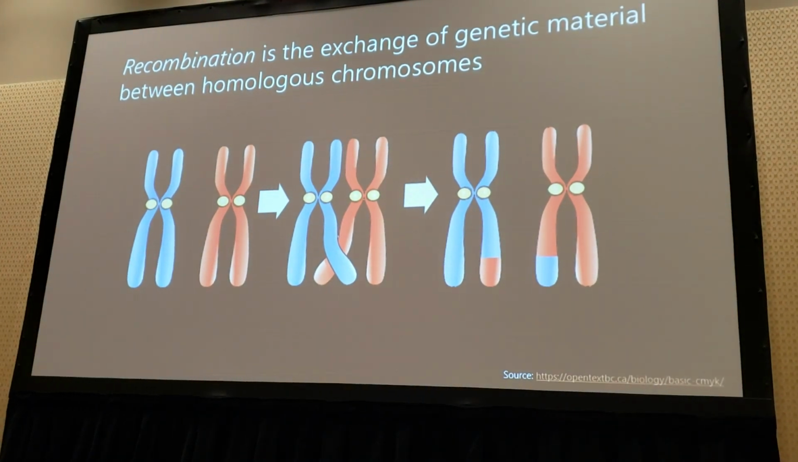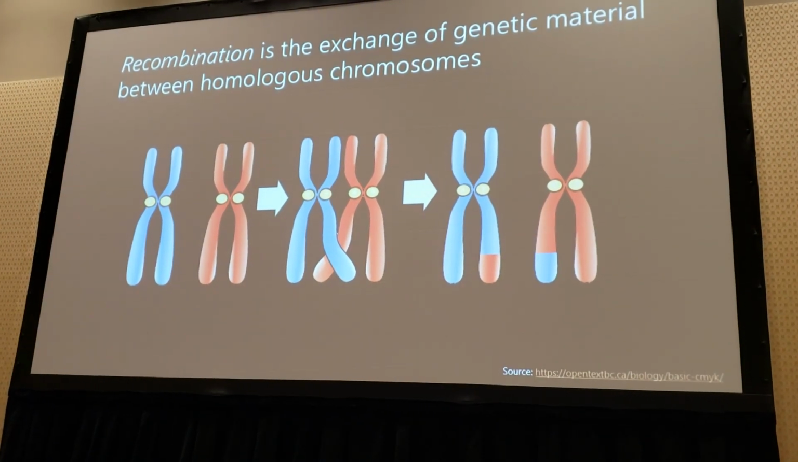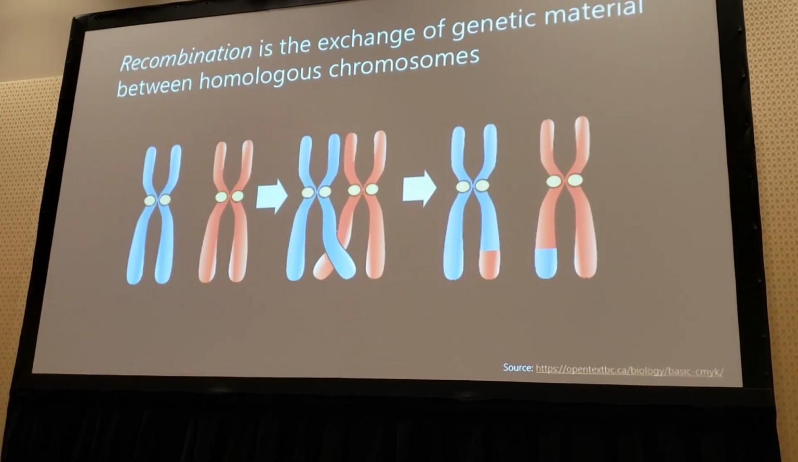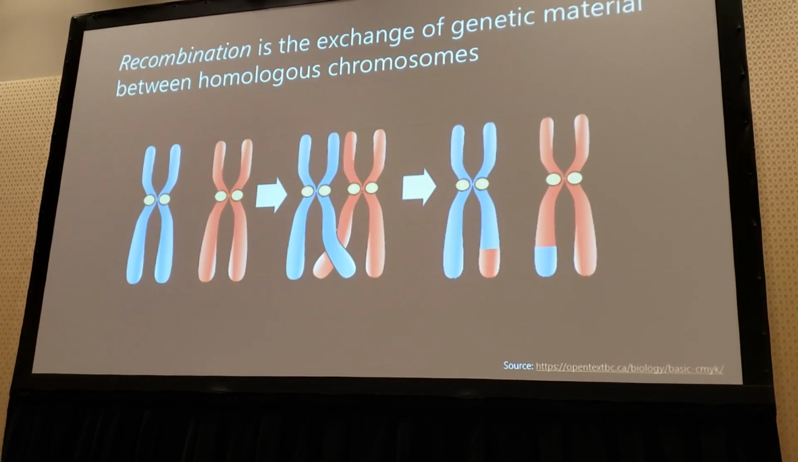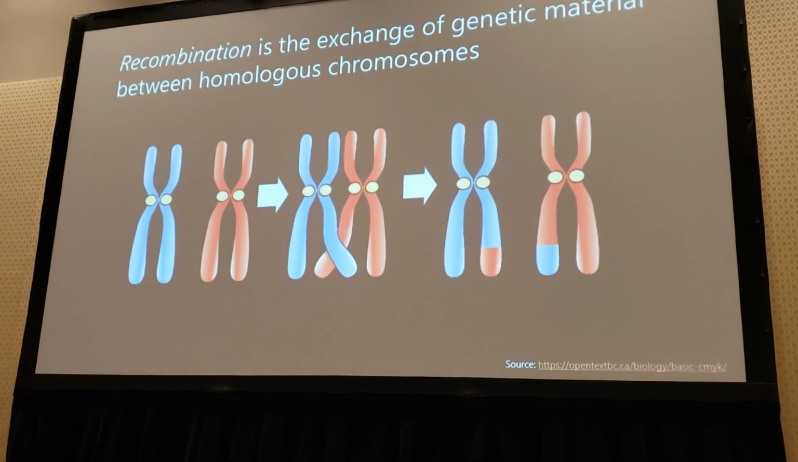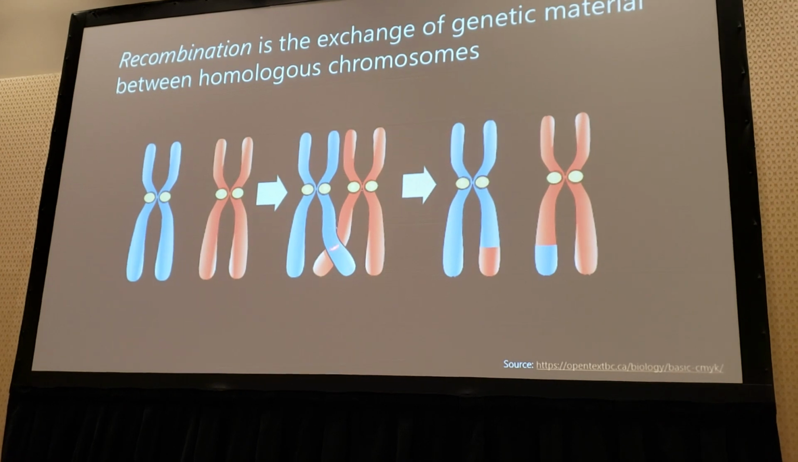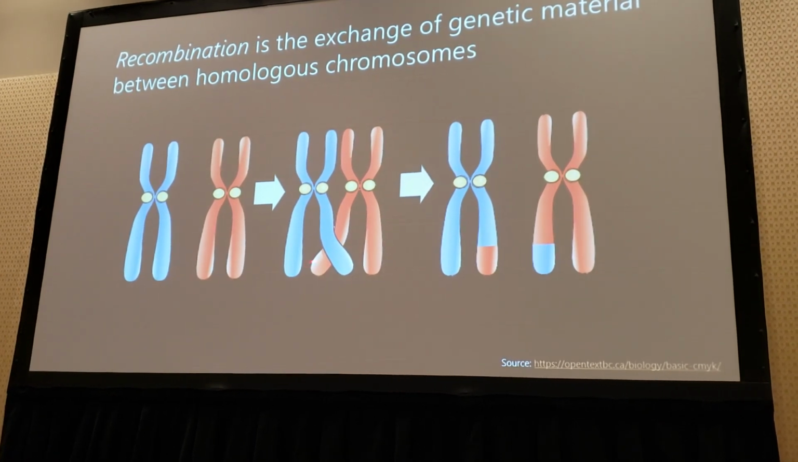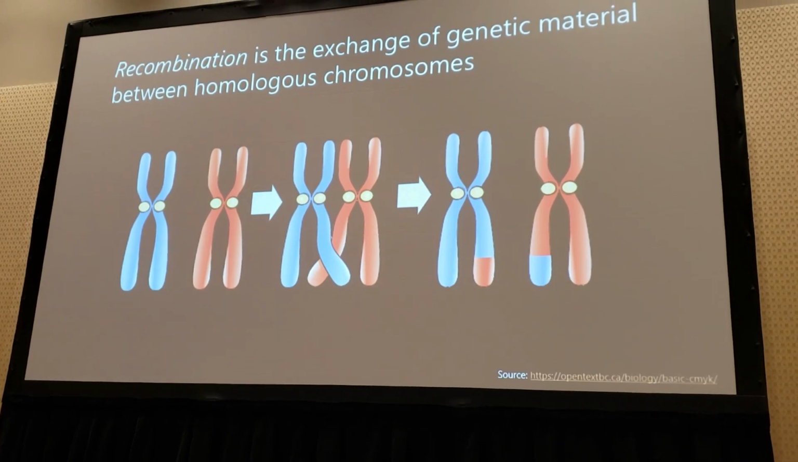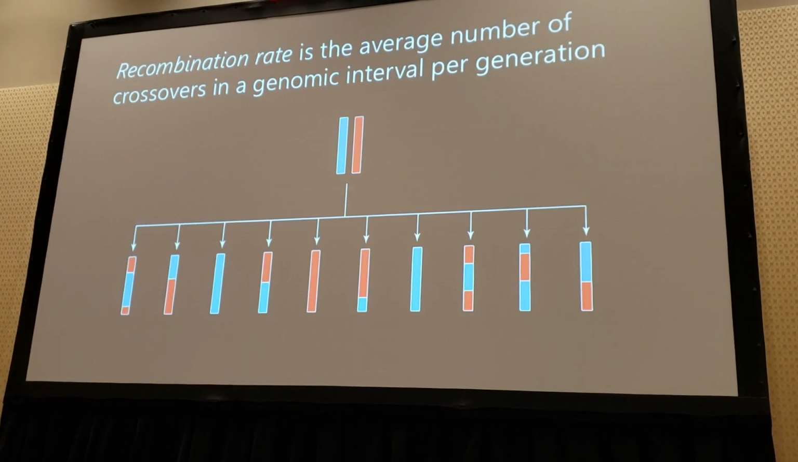Okay, so just to orient everyone, recombination is the exchange of genetic material that occurs between homologous chromosomes. And so this is just one type of recombination, crossing over. So we have our two homologous chromosomes, red and blue. In this case, one sister chromatid of each homologous chromosome crosses over, resulting in the exchange of genetic material. So everyone should be pretty familiar with that.